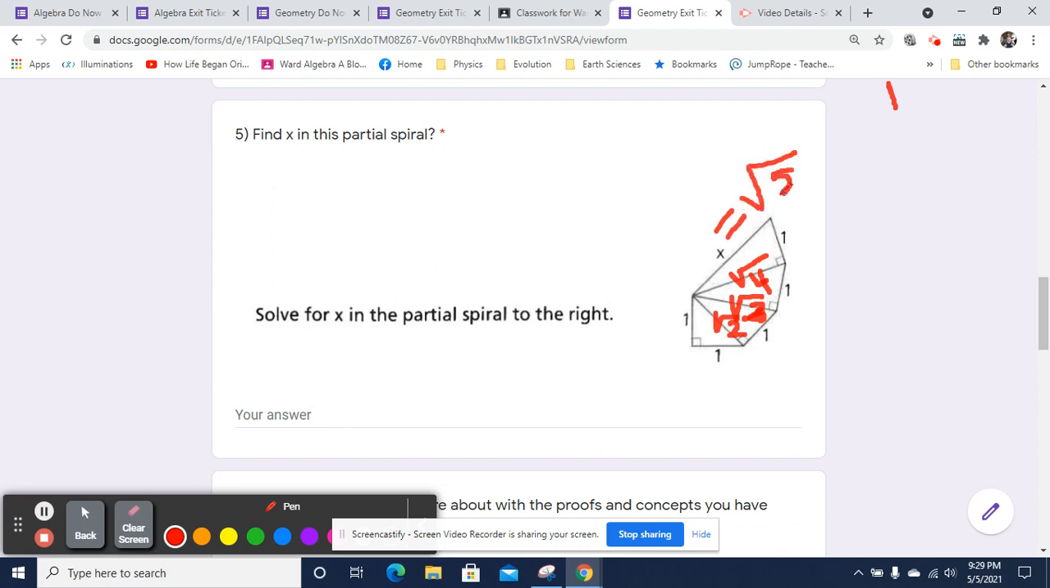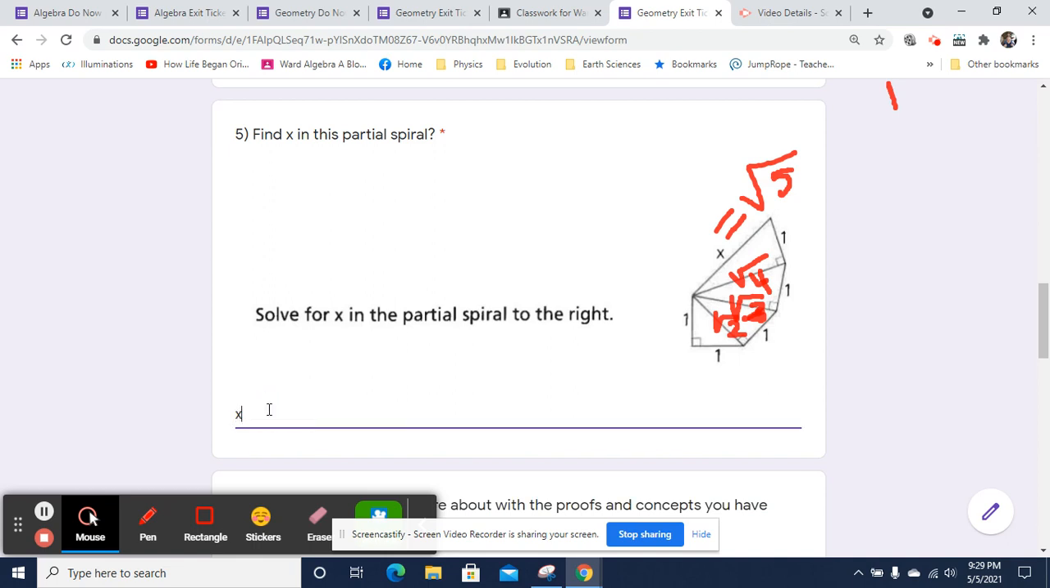And that is actually how the spiral of Theodorus works. We're going to have a side that's root 2, then root 3, root 4, root 5. We keep going. Let me just write the answer. It is x equals square root of 5.